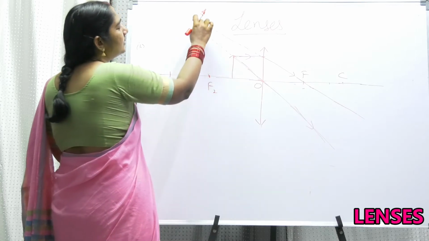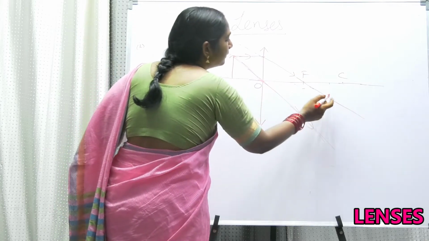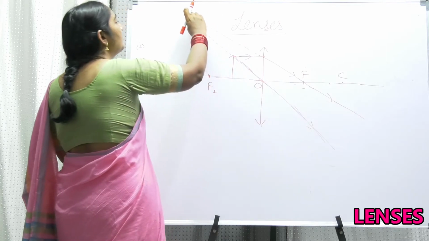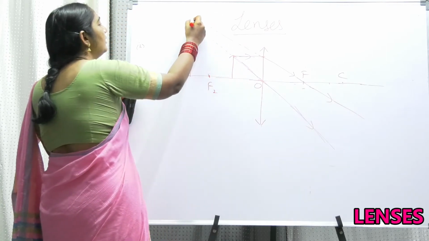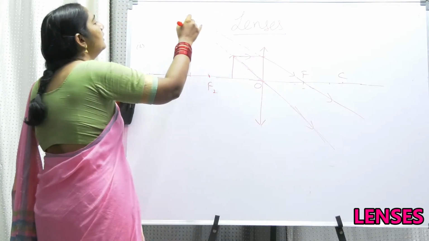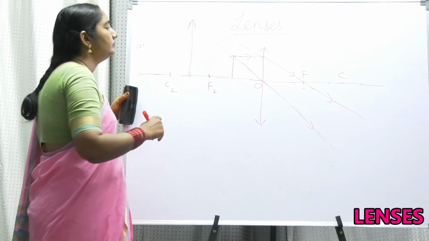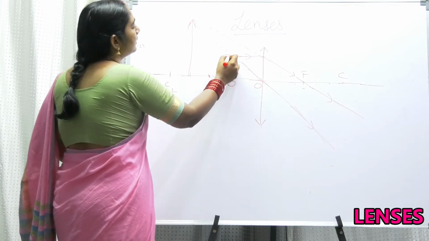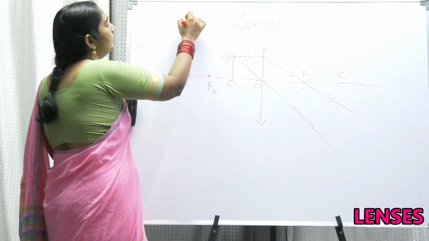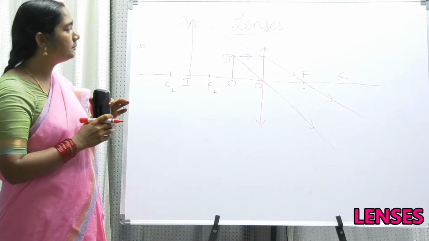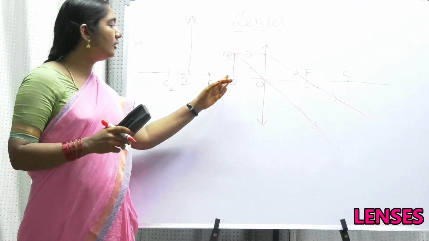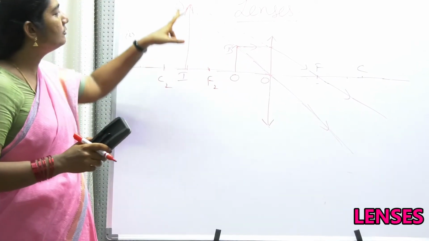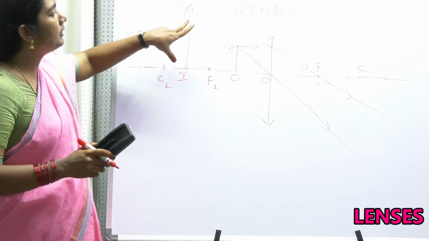you feel that as if these two rays are diverging. These two diverging rays seem to be coming from this point. So my dear friends, this is the object and this is the image. But in this particular case, when you put the object between F and the optical center, the image is formed, but it cannot be caught on a screen.